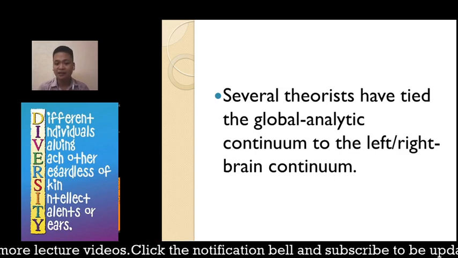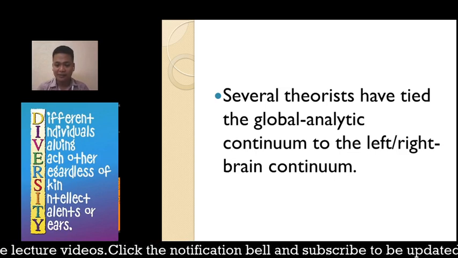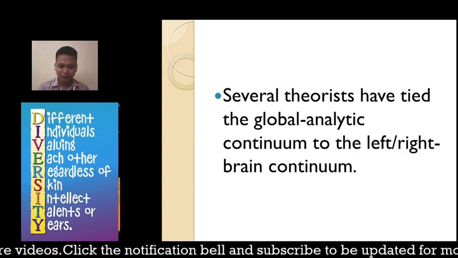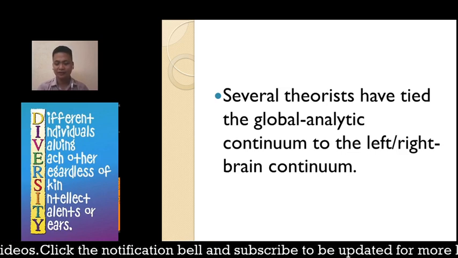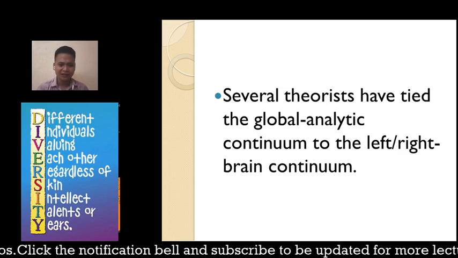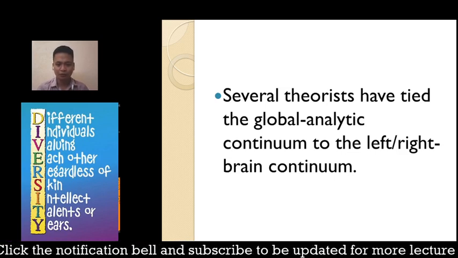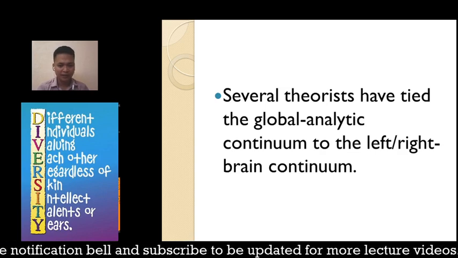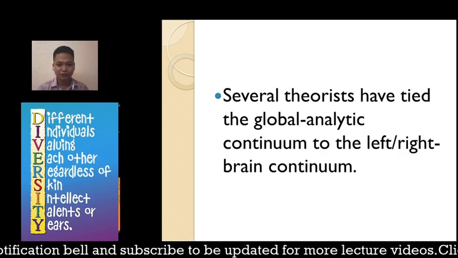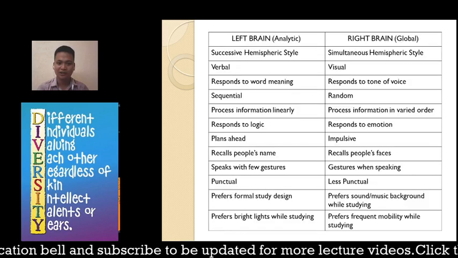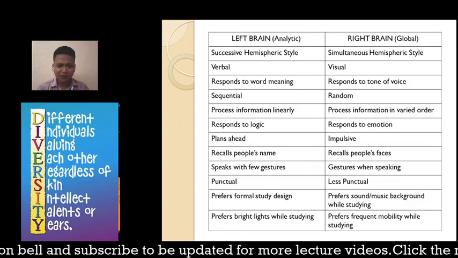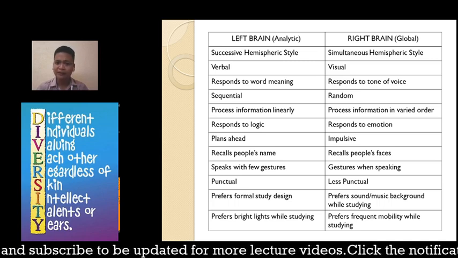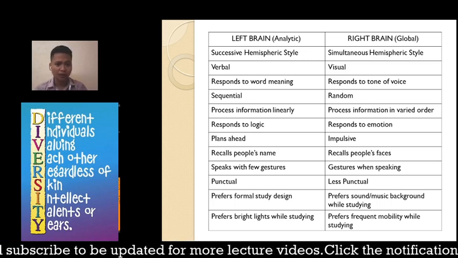According to some theories, these tell a lot about our learning preferences, and of course learning style. So let's see, which is dominant to you? Is it the left hemisphere or the right hemisphere? Try to reflect on this illustration. So there you go: left brain, the analytic, and right brain, the global.